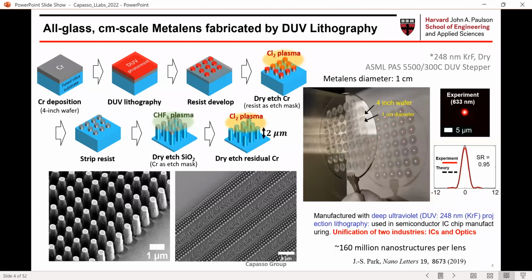So this is our demonstration a couple of years ago, three years ago, that we could make a planar lens. In this case, the metaatoms are made of glass using deep UV lithography. We could demonstrate diffraction limited performance with a high Strehl ratio of 0.95. This lens is 1 centimeter in diameter, and you have about 160 million nanostructures per lens. So this is more than an existence proof. After this paper, there was a lot of interest from companies and so forth.